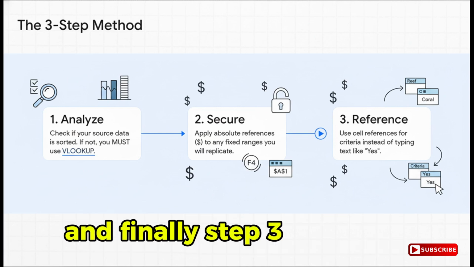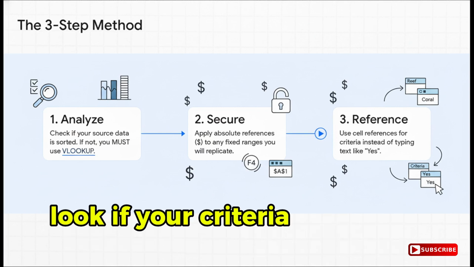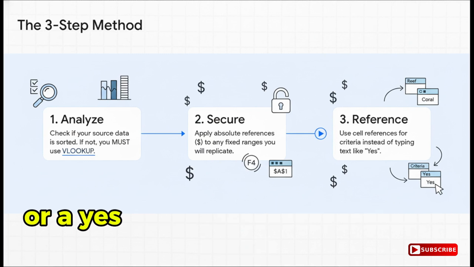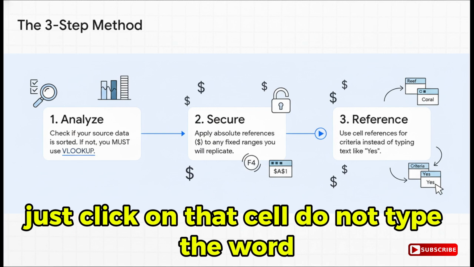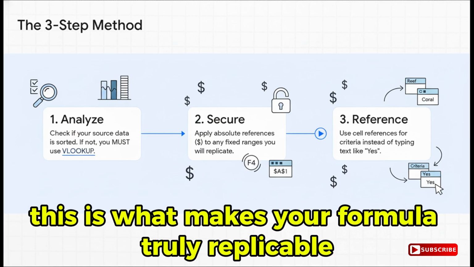And finally, step 3, reference. Look, if your criteria, say a ref name or a yes, is already sitting in a cell somewhere, just click on that cell. Do not type the word. This is what makes your formula truly replicable.